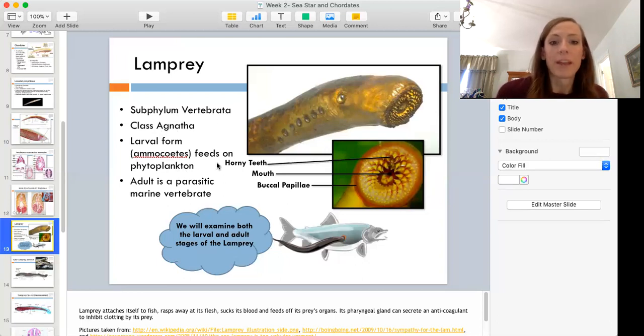So the larval form, like I said, is what we're going to look at in slides. And we pronounce that, like I said, either Amicetes or Amicoites, something like that, your guess. And it feeds on phytoplankton. So it has a developmental difference between its larval and adult forms, as well as a habitat and feeding difference. Okay, so let's move to our next slide.